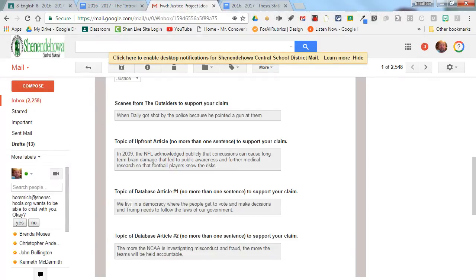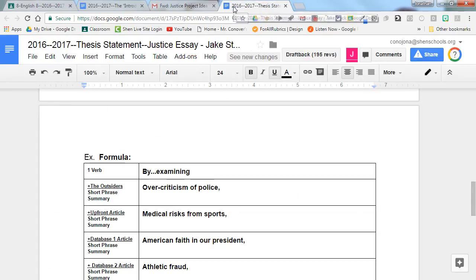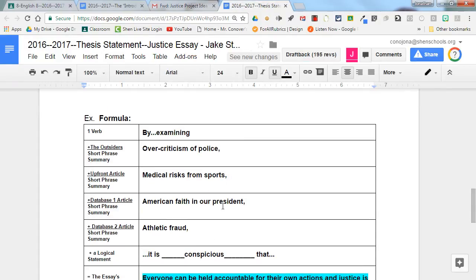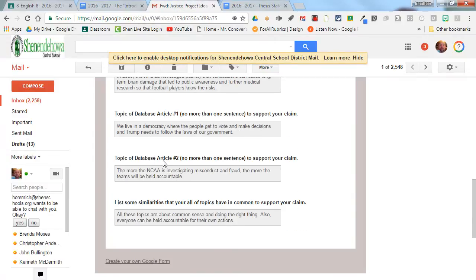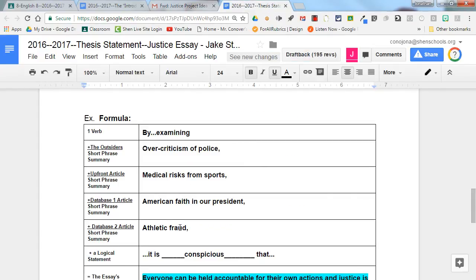So database article number 1. We live in a democracy where people get to vote and make decisions, and Trump needs to follow the laws of our government. So how did he summarize what that is going to talk about? American faith in our president. Okay? One little phrase. And then he said that database topic number 4, the more the NCAA is investigating misconduct and fraud, the more teams will be held accountable. So he wrote athletic fraud.